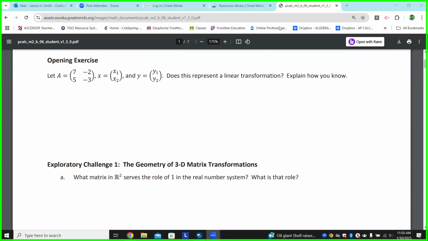Watch the video as well if you need to. All right, so here we go. So we are told that A is a matrix and then X and Y are 2x1 matrices as well. And we're just asked, do these matrices have a linear transformation?